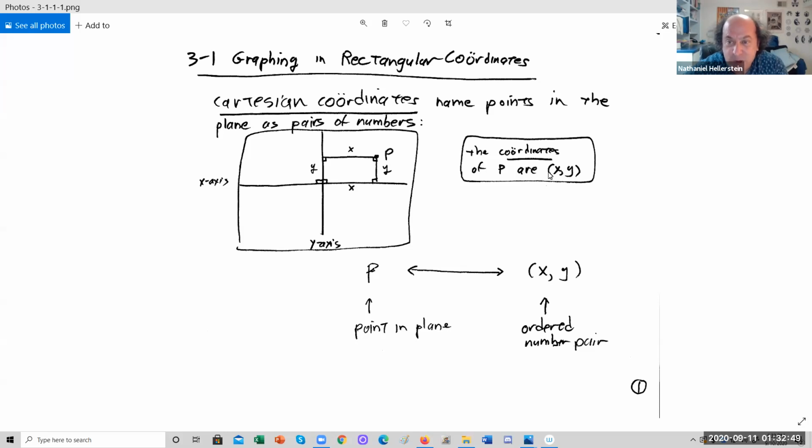It's a bit unfortunate that this notation is the same as the notation for the open interval from x to y. A notation collision, a little unfortunate, but here we go. The idea is that for every point in the plane, we will associate a pair of numbers, an ordered pair of numbers. This means that basically we can map between geometry and arithmetic. And that always gives a good way to give a perspective on things, to see it in 2 different ways.